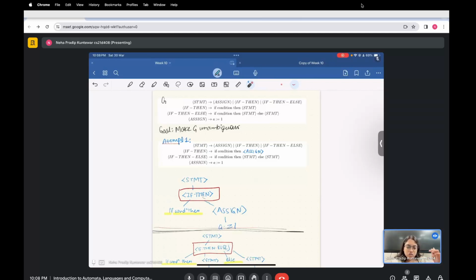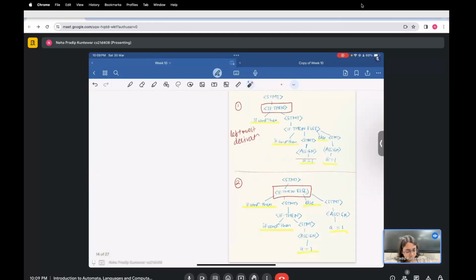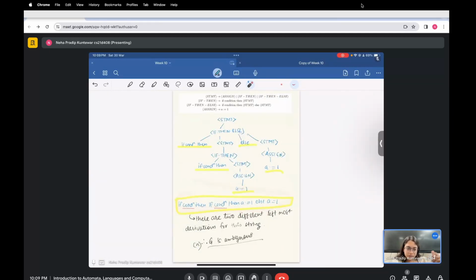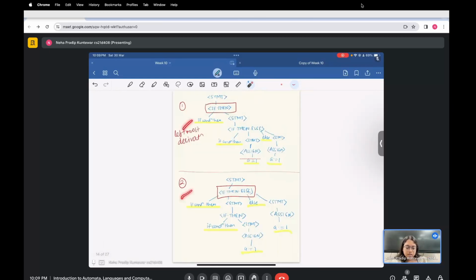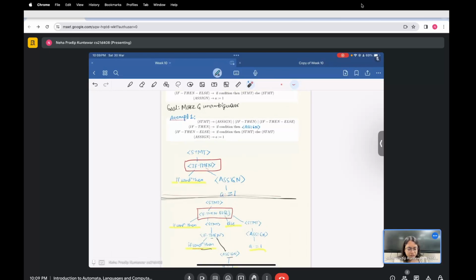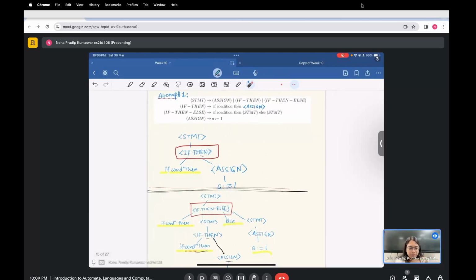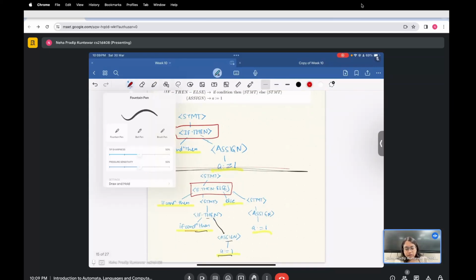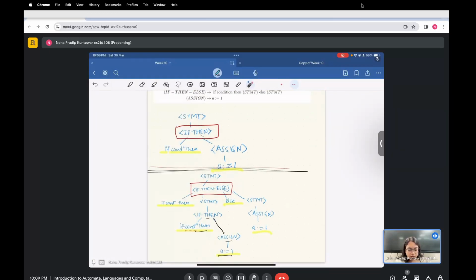The string that we saw earlier was causing the problem, that you had two different parse trees for it. Let's see what happens now. If you try to derive it using the same idea, statement gives if-then, but now if-then just gives you if condition then assign, and this just gives a gives 1. So you were not able to generate that string using the first grammar. But let's see what happens with the second grammar. You have statement gives if-then-else, and then you have just one choice for it, and if you try to expand this, it only gives if condition then assign a equals 1.